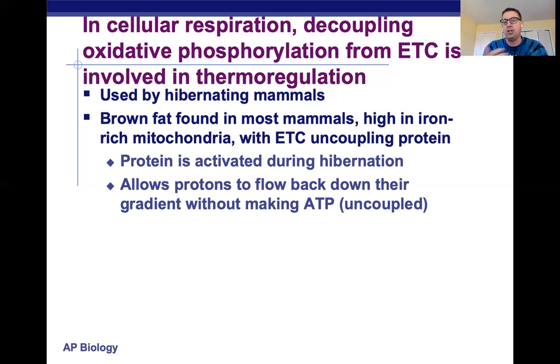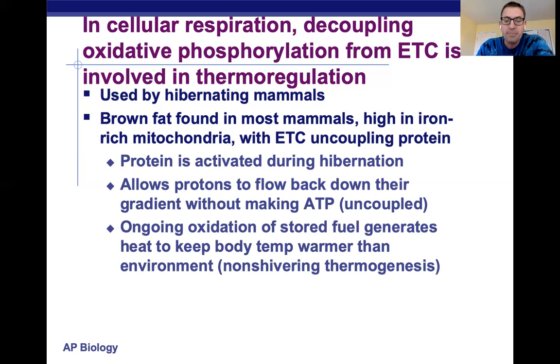So the oxidation of the stored fuel, stored organic molecules that these hibernating mammals have, still continues. So glycolysis and the Krebs cycle still continue, and so we still get this generation of this proton gradient, but the gradient that's generated is not used then to make ATP. All right, so we have the ongoing oxidation of the stored fuel. And what that does is it generates heat, and that helps to keep the body temperature up, right?